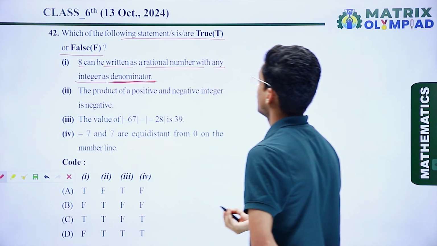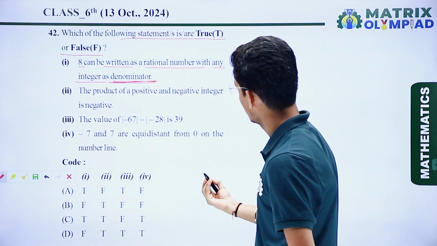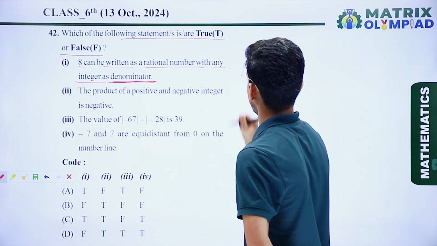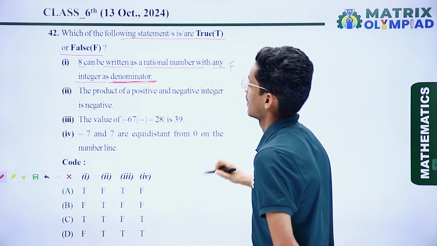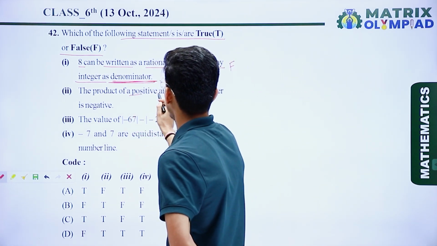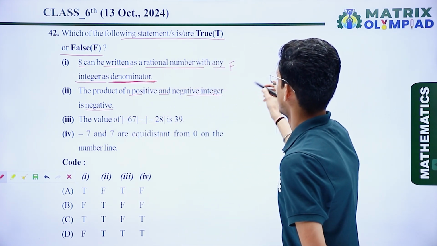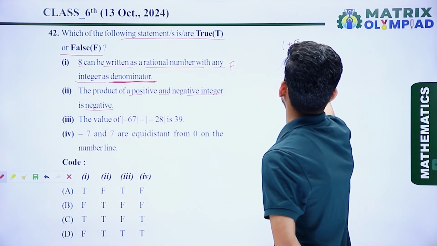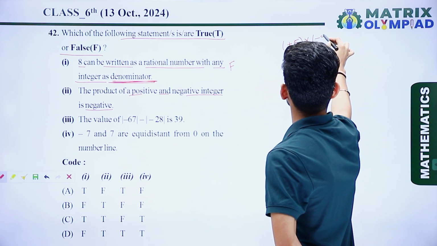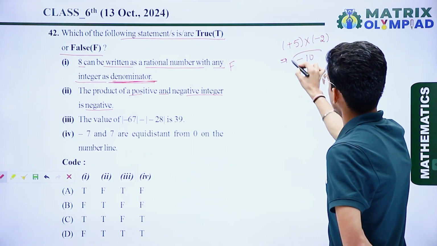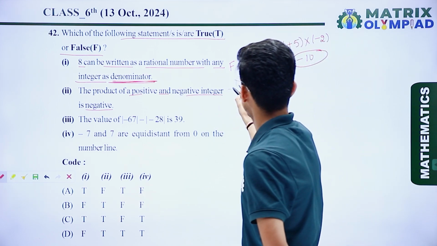So 8 can be written as a rational number with any integer as denominator. No, this one is not true. So I can say that this is false. If I talk about the next one, the product of a positive and a negative integer is negative. First we take a positive integer, that is plus 5, and we take a negative integer, that is minus 2. Plus times minus, and 5 times 2 is 10, so I get a negative integer. So this one is true.